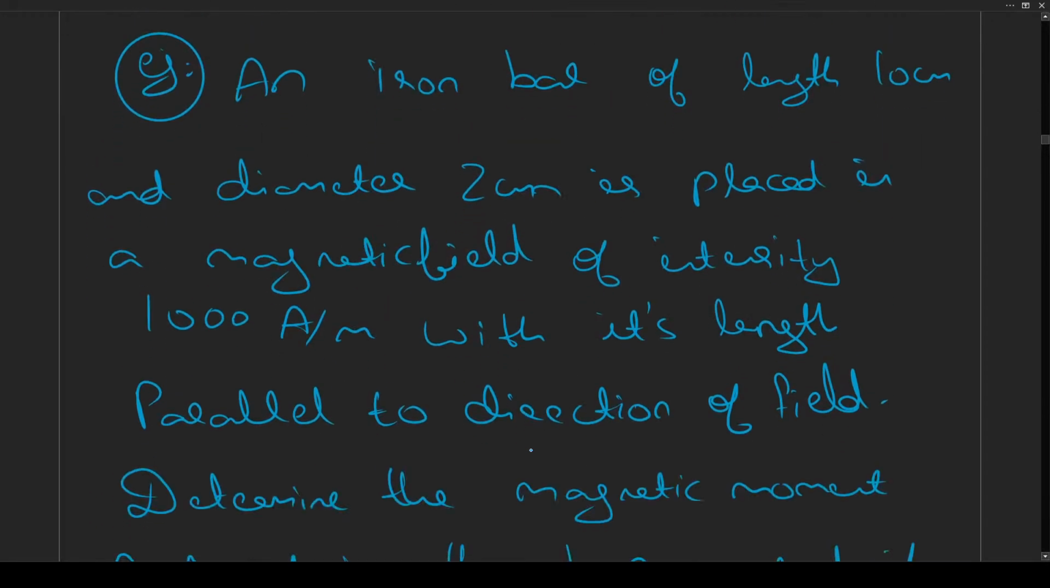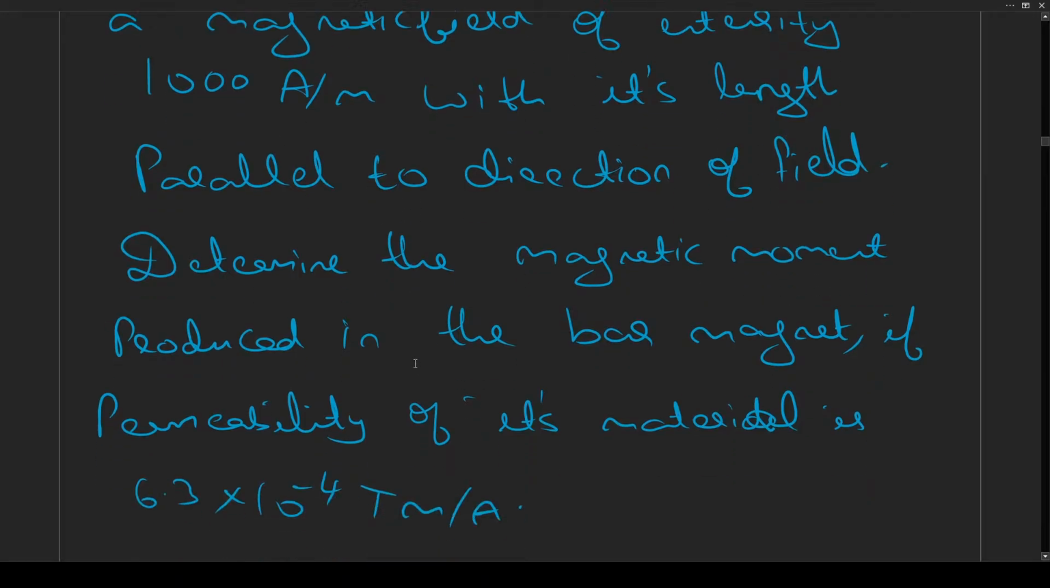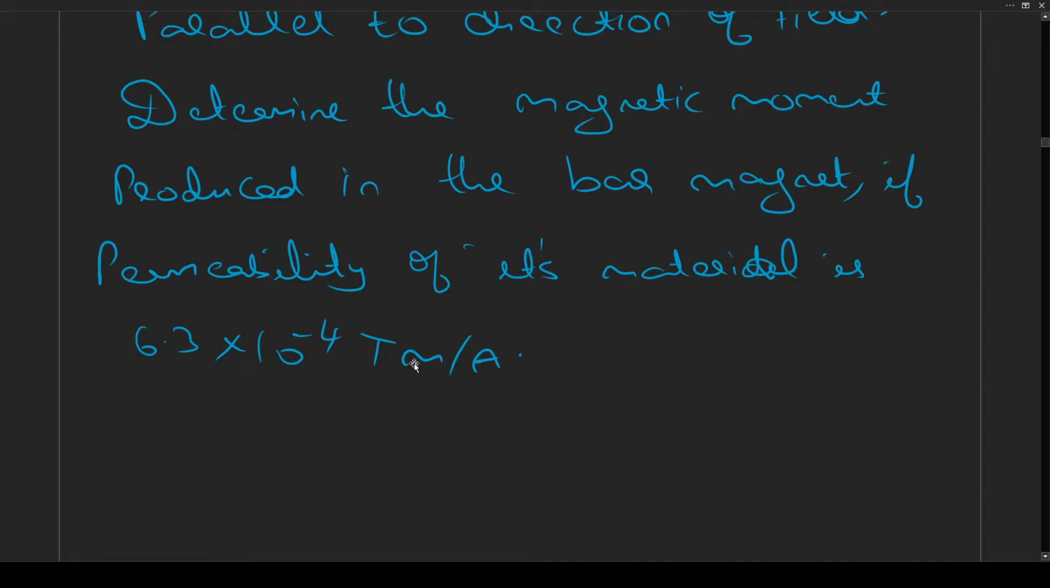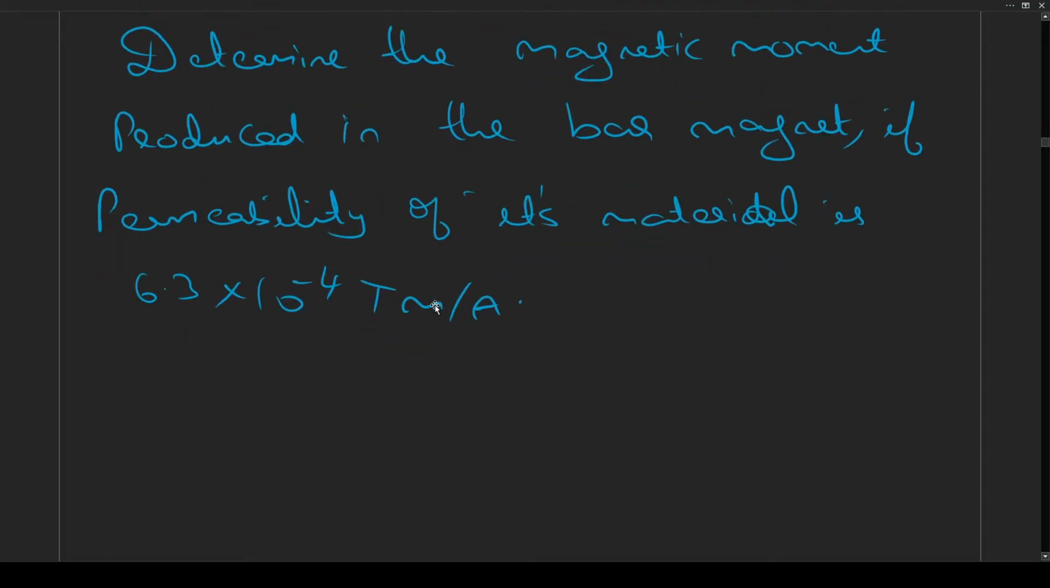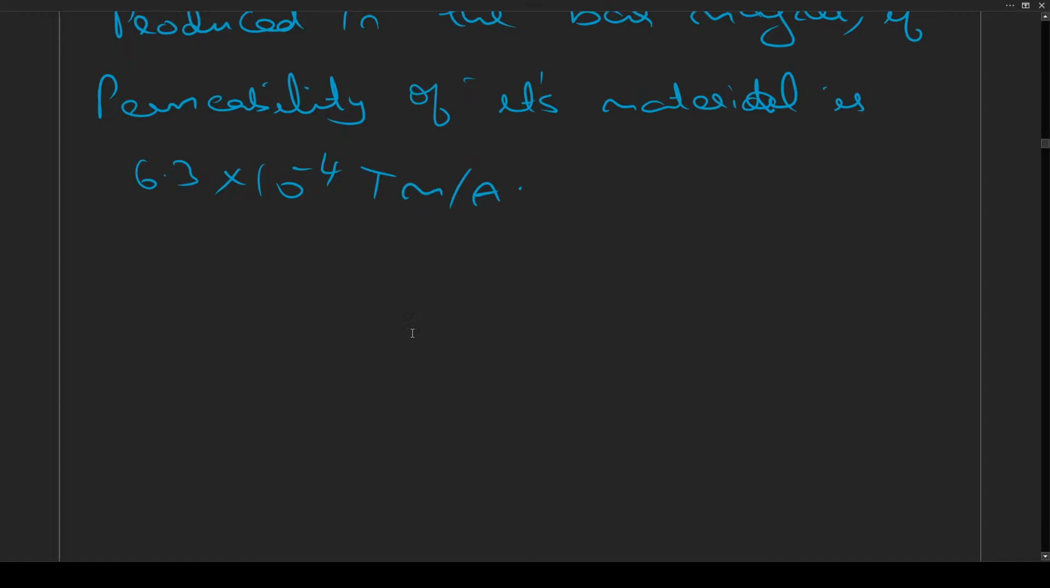Okay, let's read the question again. There is an iron bar. Its length is 10 centimeter, diameter is 2 centimeter. It is placed in a magnetic field of intensity 1000, and its length is in the direction of the field, meaning the angle between the field and length vector is 0 degrees. Determine the magnetic moment produced in the bar magnet, if the permeability of its material is 6.3 into 10 power minus 4.